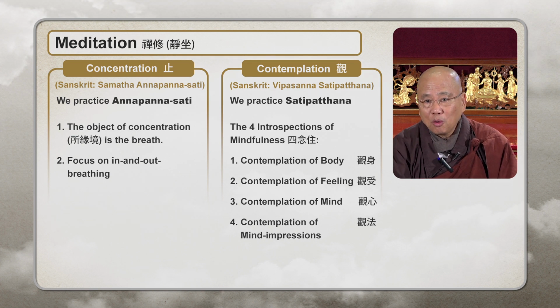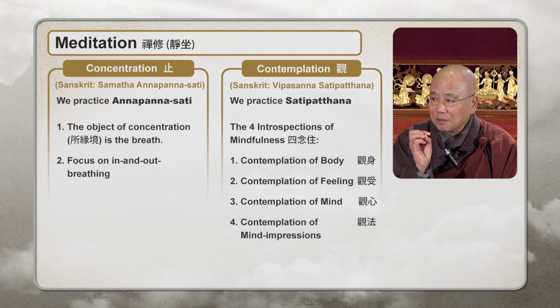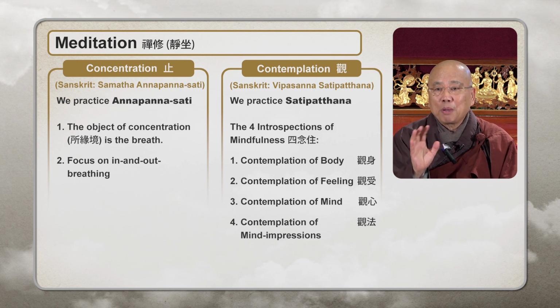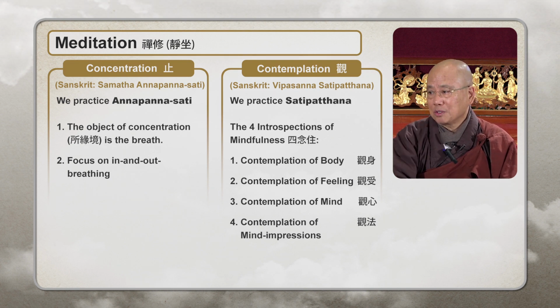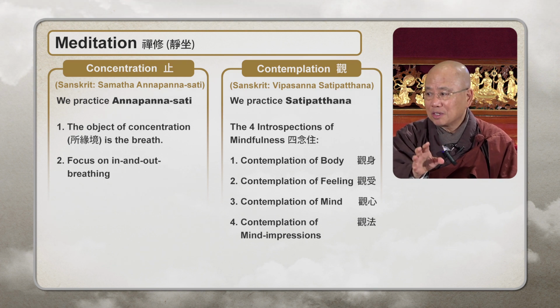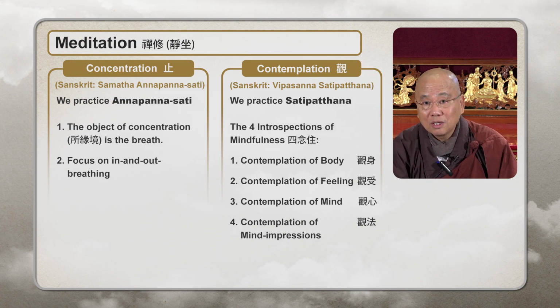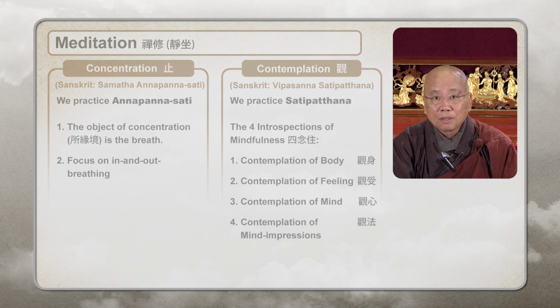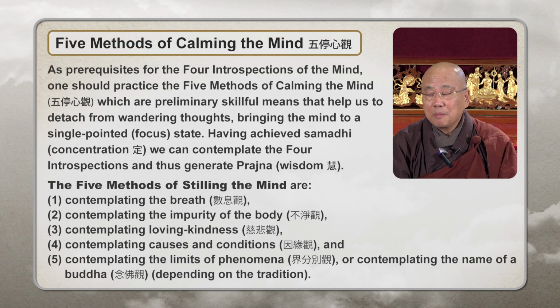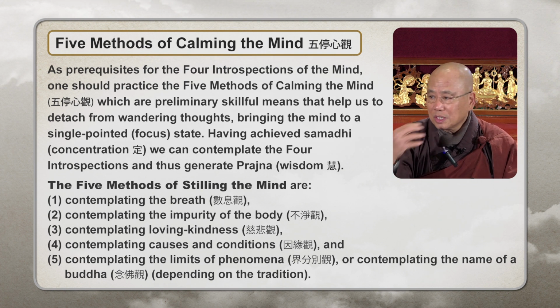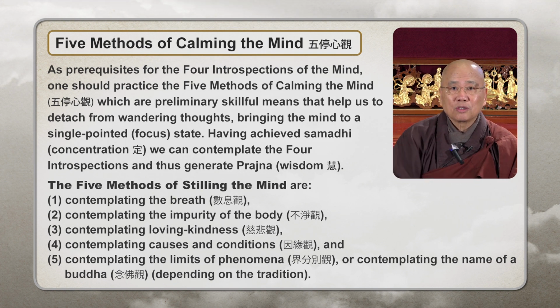But before we go into concentration and contemplation, there are the 5 methods of stilling the mind, which is an expedient or skillful means preparing you for concentration and contemplation. So even before this, we should have a preparation. One of these preparations is the 5 methods of calming the mind. This is a preparation for satipatthana, for introspection and for concentration.